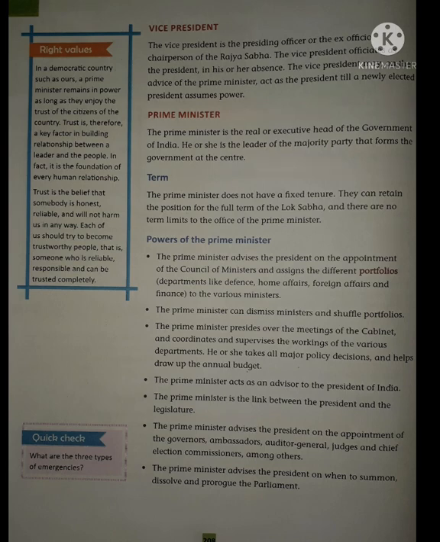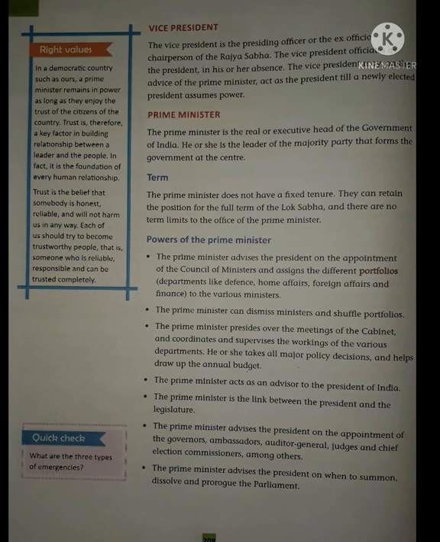The powers of the Prime Minister include the following. The Prime Minister can advise the President on the appointment of the Council of Ministers, to assign different departments like Defence, Foreign Affairs, Finance, Education to various ministers. The Prime Minister can dismiss ministers and shuffle their departments or portfolios. The Prime Minister presides over the meetings of the Cabinet and coordinates them, and helps them to supervise the workings of various departments. They also take part in all the major policy decisions, and they help the President to draw up the annual budget.